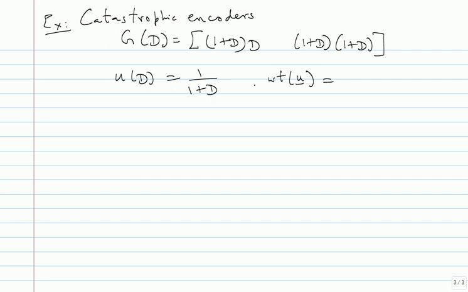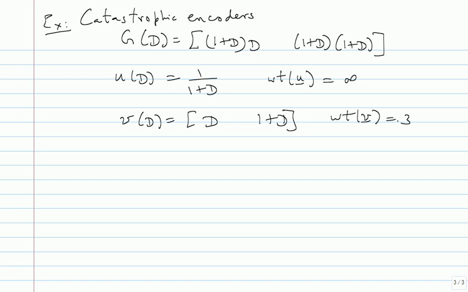Think of it as an infinite sequence. What is 1 by 1 plus d? What is the actual sequence? 1 1 1 1 1 1 1 forever, right? So that is actually infinite. What about the output? It's d and 1 plus d. And weight of v is 3.